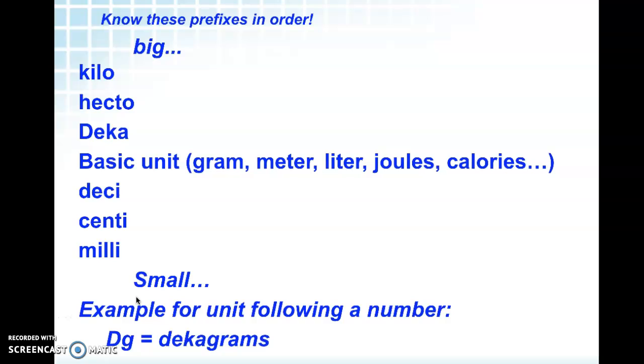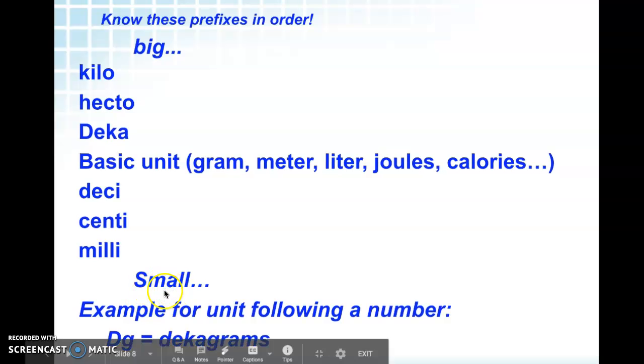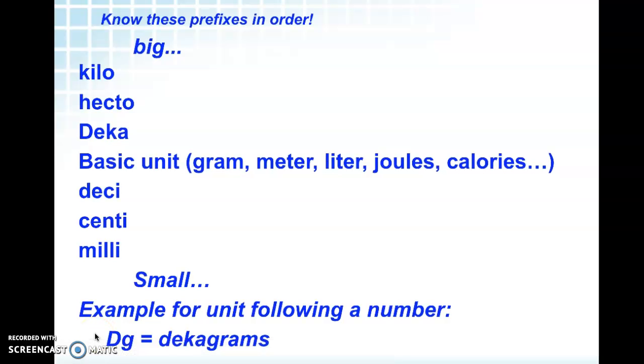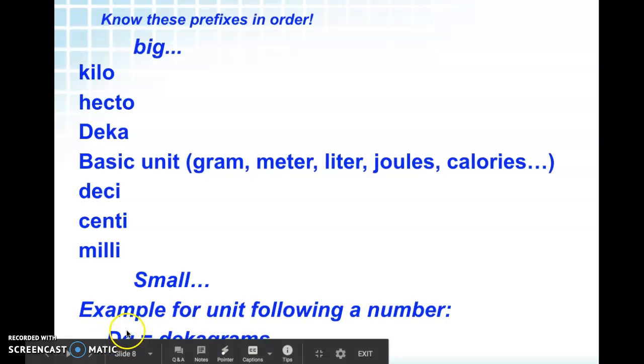Then we want to know the metric prefixes in order, and they're listed in order from big to small. So we've got kilo, hecto, deca, then the base unit, which could be any of those metric units that we use: gram, meter, liter, joules, calories, etc. And then deci, centi, milli. We put the prefix in front of the name. We use, for example, a capital D for deca, and then grams would be the unit of measurement, so this would be decagrams.